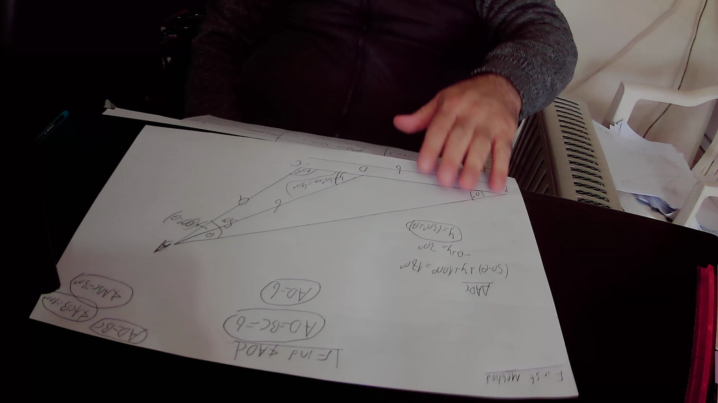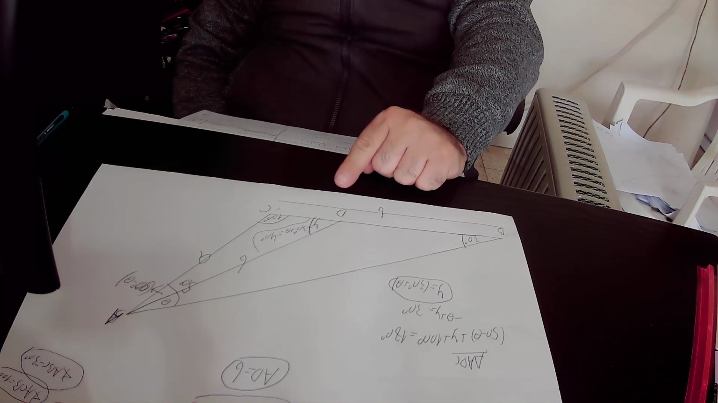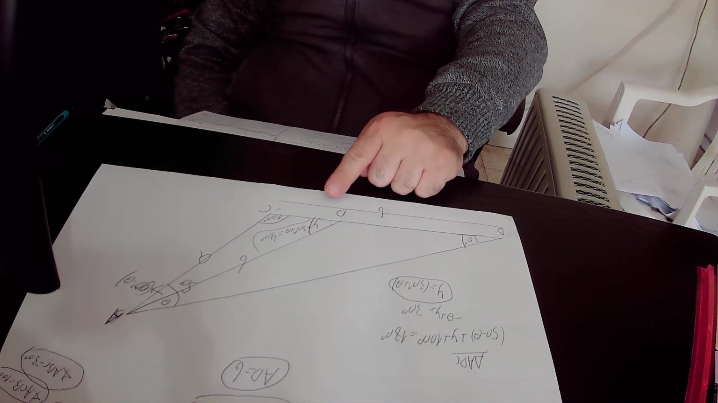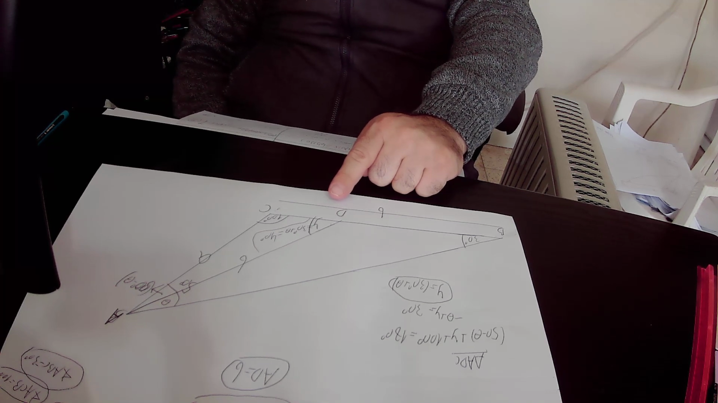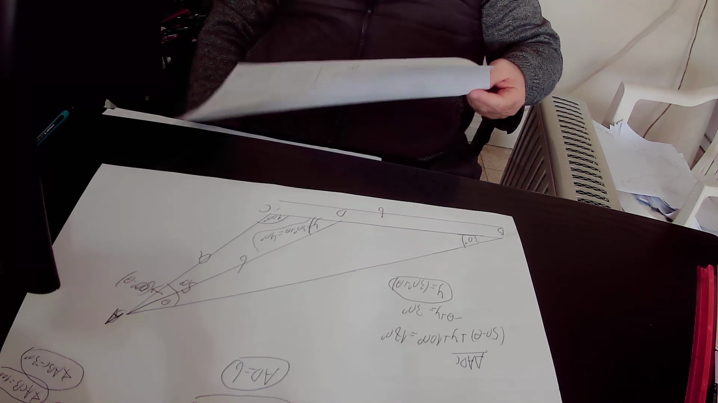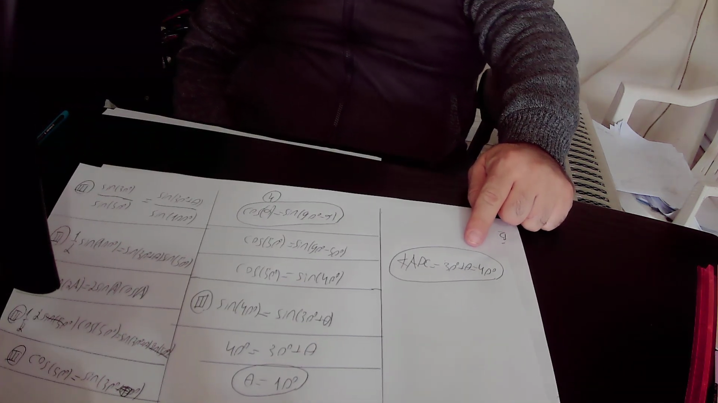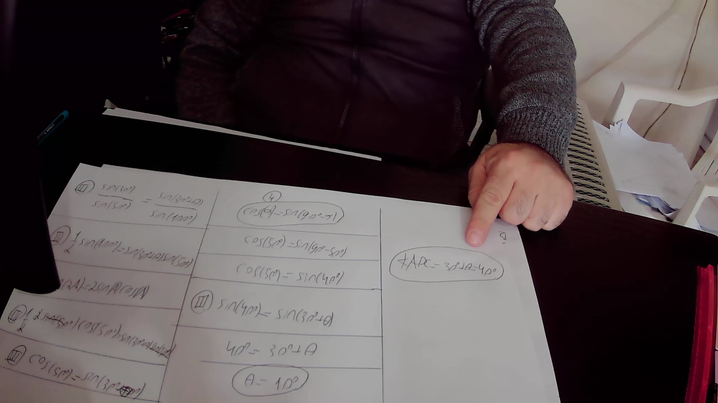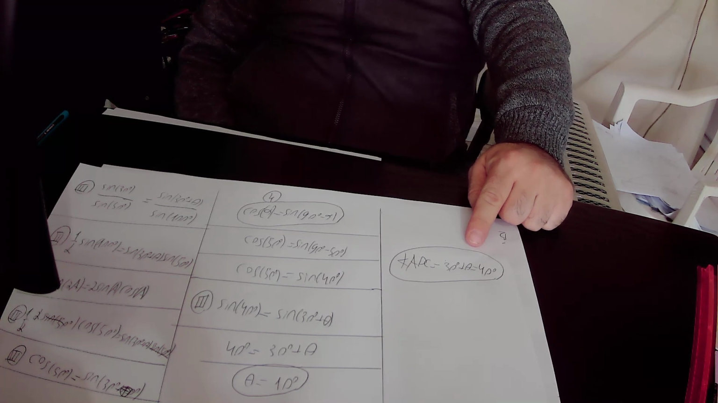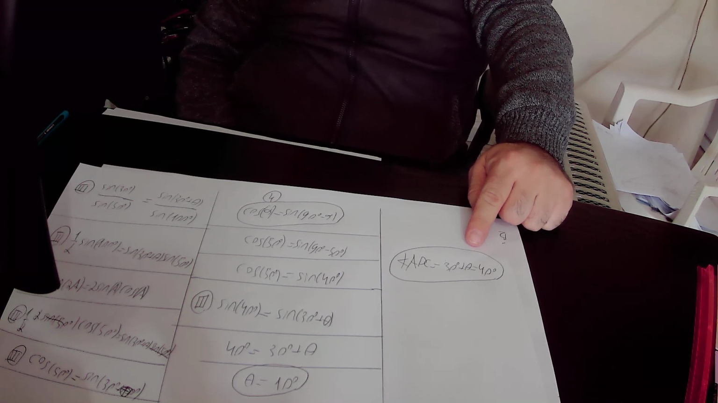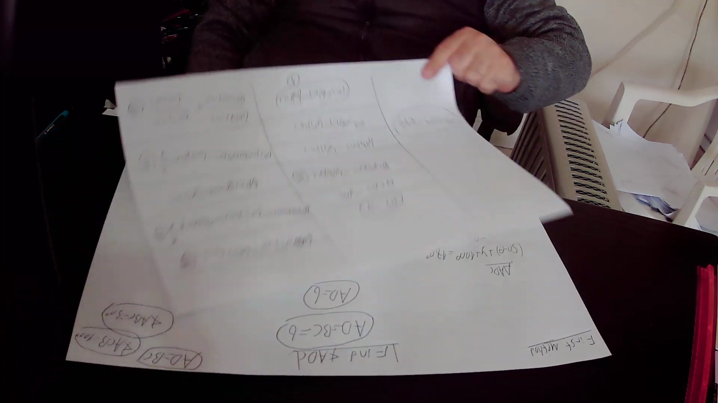Here, theta equals 10 degrees, but the angle that we are looking for is equal to 30 degrees plus theta. Therefore, angle ADC, the angle that we are looking for, equals 30 degrees plus 10 degrees, which is 40 degrees. So we found out that angle ADC equals 40 degrees. We finished with the first method. Then I presented to you how to find the value of angle ADC according to the second method.